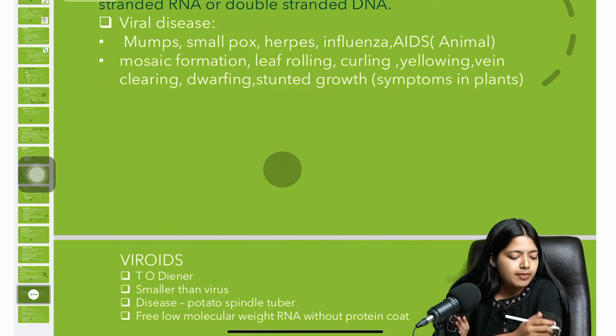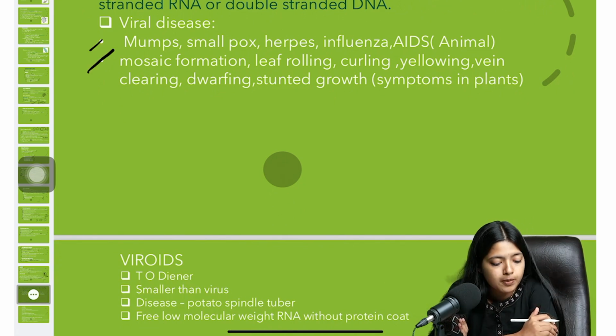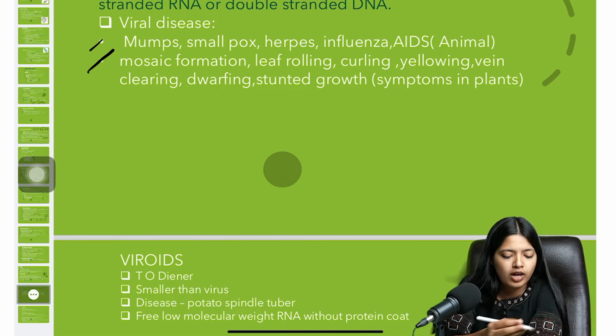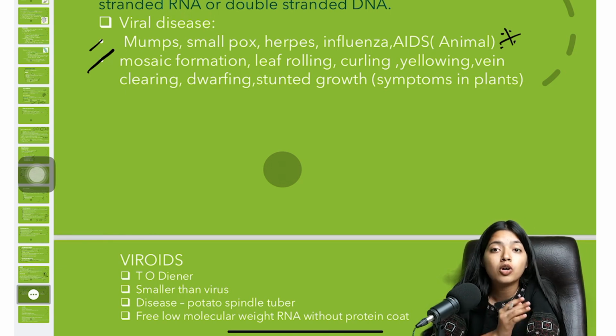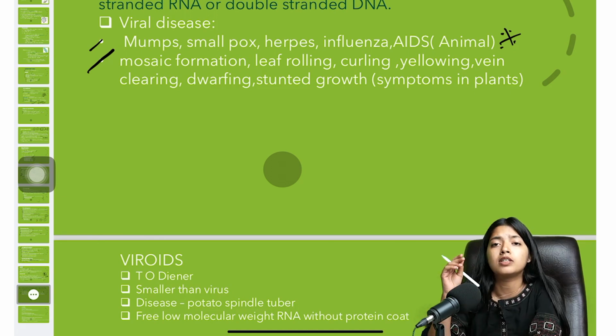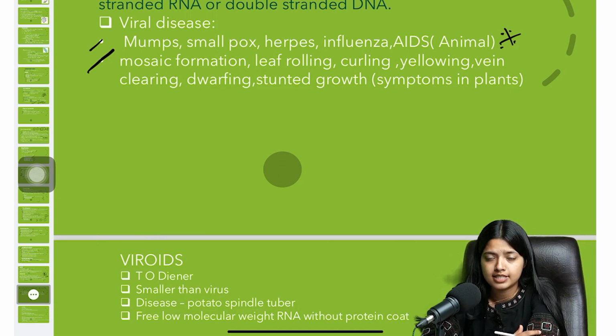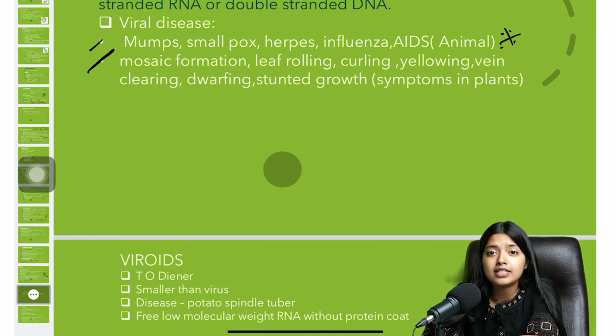Viral diseases. There are some important examples: mumps, smallpox, herpes, influenza, AIDS. These are some viral diseases caused in animals. If you have some points of your own, you can write them down. There are plant viral diseases also, like tobacco mosaic disease. It is a viral disease, and the infected plant is the tobacco plant.